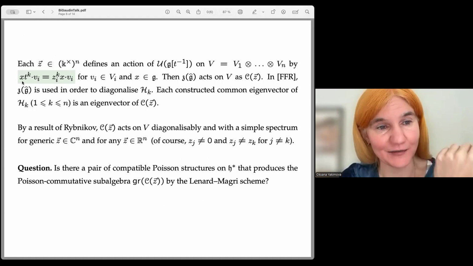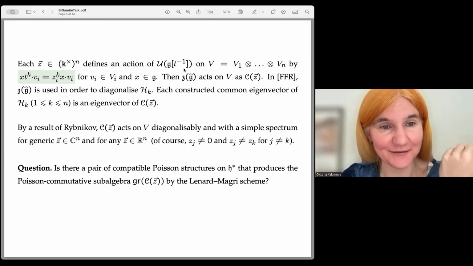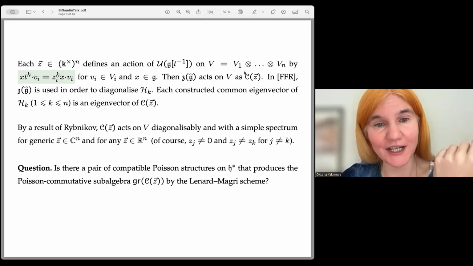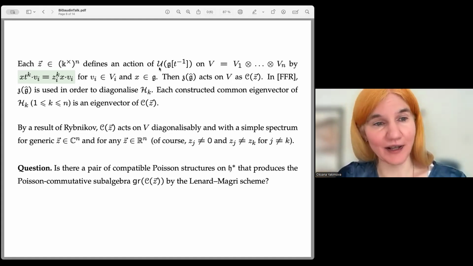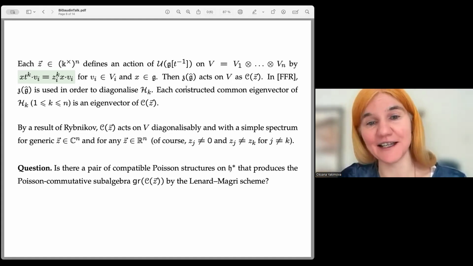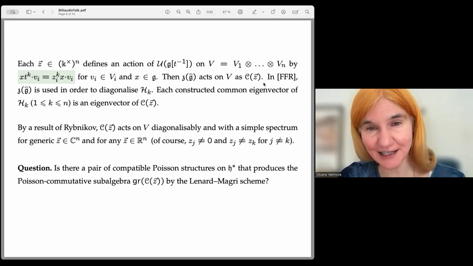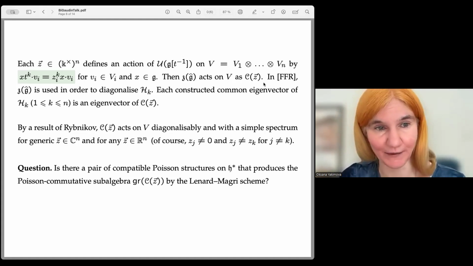So x is an element from G. Tk, well, this is this t, k is negative. So for each sub-representation here, we have its number. If we define the action of the enveloping algebra in this way, then the Feigin-Frenkel center will act exactly as the Gaudin algebra.